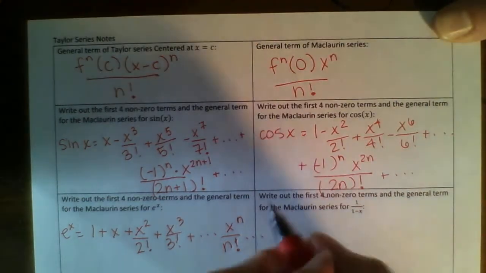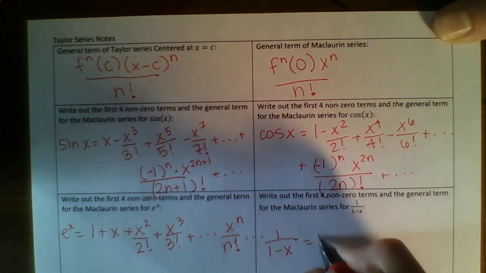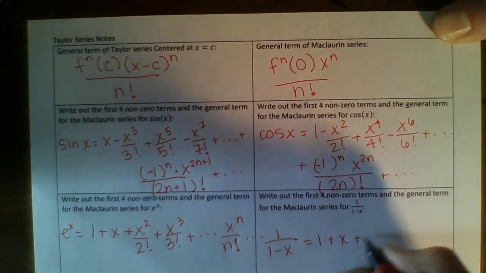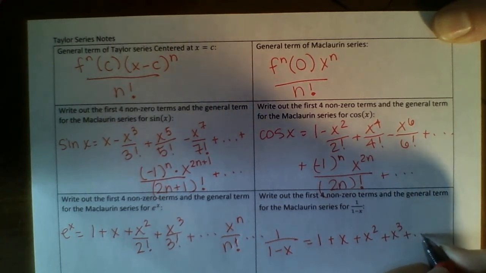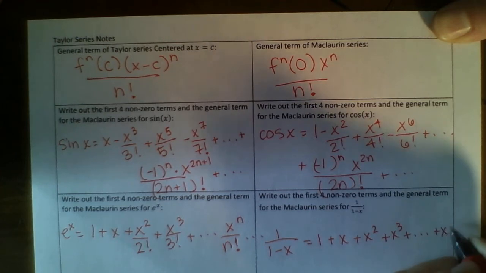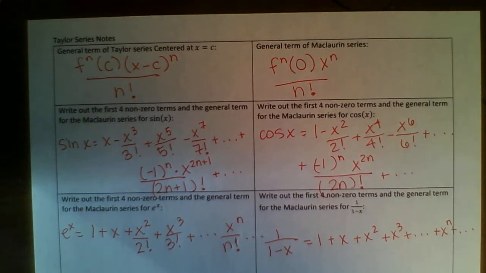And 1 over 1 minus x, this is just the really super easy and straightforward one. This is just 1 plus x plus x squared plus x cubed. And the general term is x to the n. Let me see if I can move this.